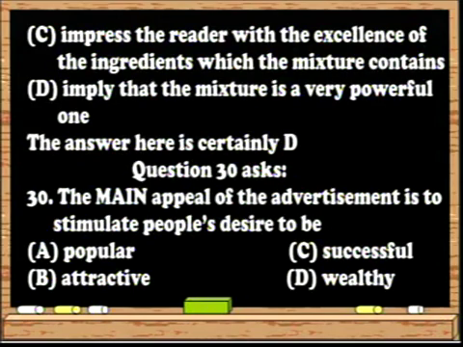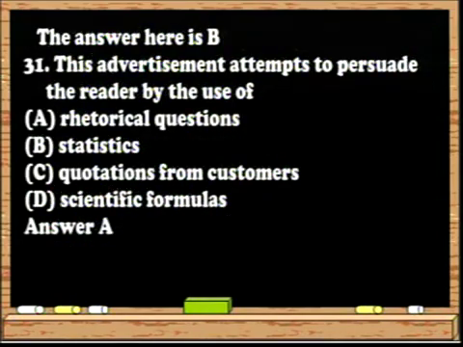Question 30 asks, the main appeal of the advertisement is to stimulate people's desire to be A. Popular, B. Attractive, C. Successful, D. Wealthy. The answer here is B. Attractive.